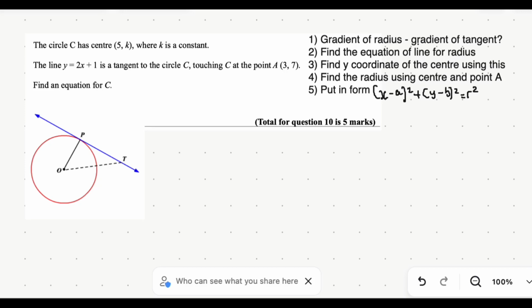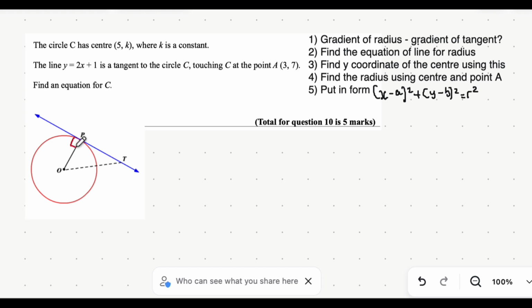Question, probably as hard as it gets, about the equation of a tangent relating to a circle. Let's go through it step by step. So I've written a few prompts here. Step number 1, what do we know about how the gradient of the radius relates to the gradient of a tangent? Well, actually, that's why I drew this diagram.